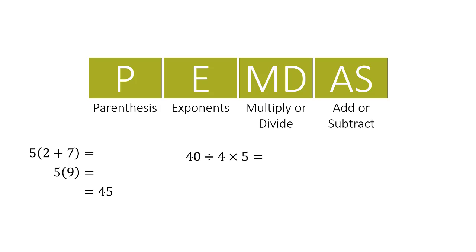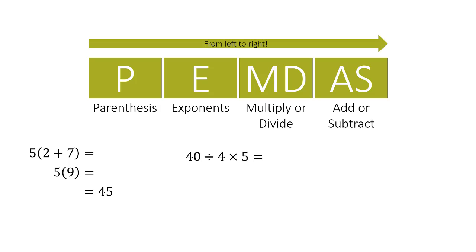Here's another problem. This one includes both multiplication and division. So whenever we encounter a problem like this, multiplication and division have the same priority. So how do we know which one to do first? That's where the other part of PEMDAS comes in, which is that we always go from left to right. So in order to solve this problem, I would start with 40 divided by 4. That will give me 10. And then I would multiply that by 5 to get 50.